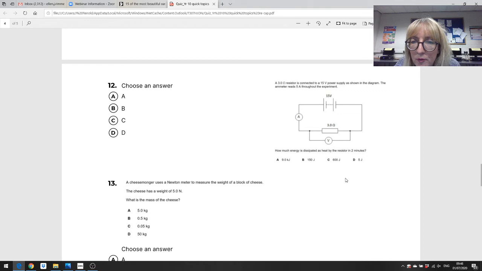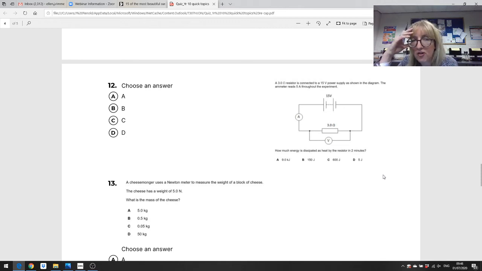Question 12. A 3 ohm resistor is connected to a 15 volt supply. So this is quite a long question. It tells you the ammeter reads 5 amps throughout the experiment. Fantastic. So how much energy is dissipated by heat by the resistor in 2 minutes?